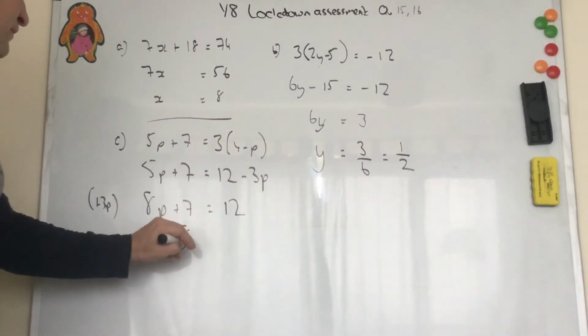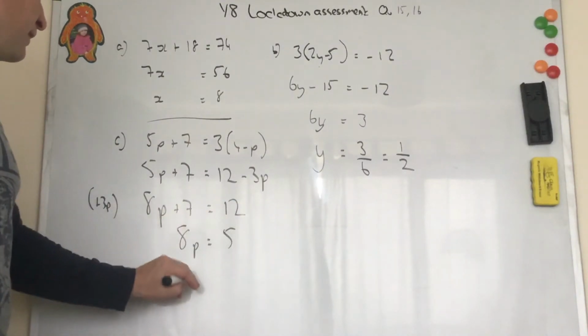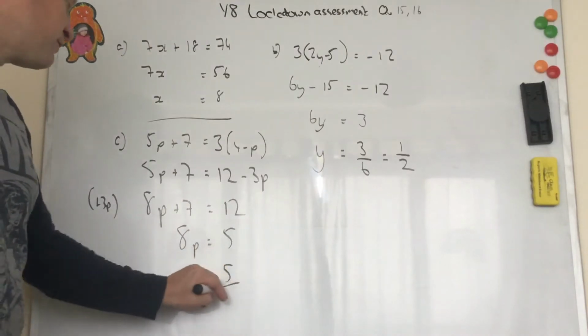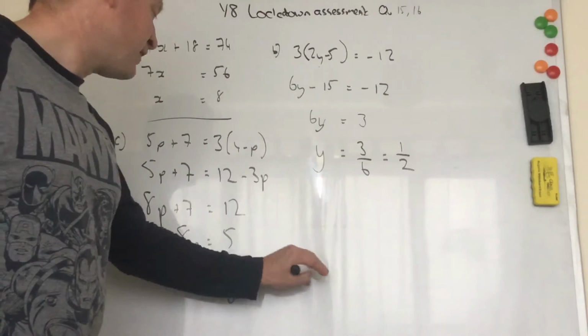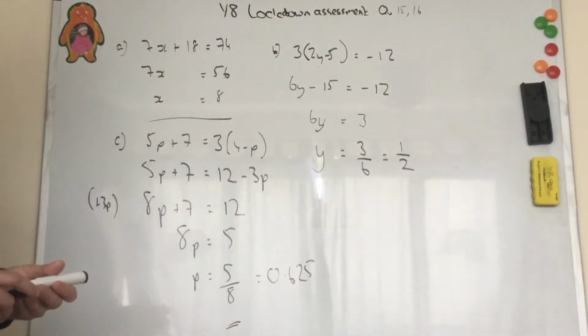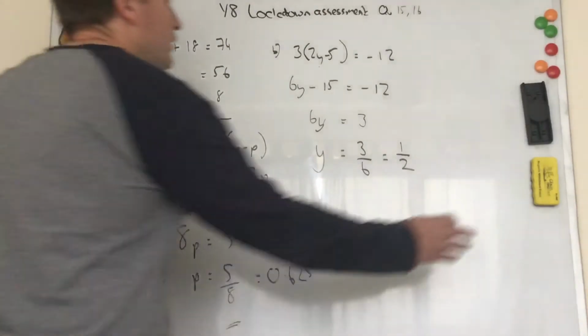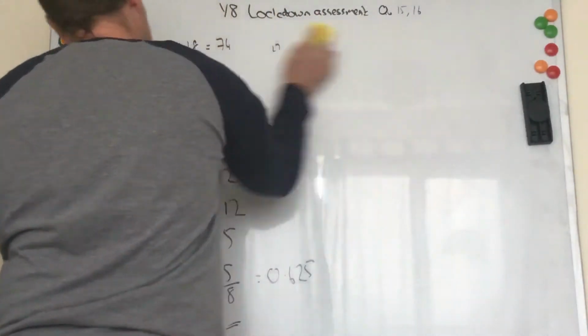Then we take away the 7, 8p equals 5, and divide by the 8, p is 5/8. If you wanted to change it to a decimal, 0.625, that's fine, but 5/8 will get you a mark quite happily. Okay. Question 16. A straight line graphs question.